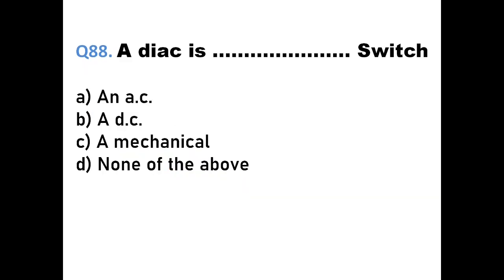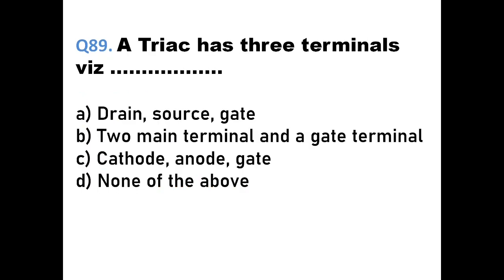Then we'll go to question number 88. A DIAC is dash switch, whether it is an AC switch or DC switch or mechanical switch or none of the above. So obviously it is an AC switch because it is a bidirectional device. It can work for positive input also and negative input also, alternating quantity. So a DIAC is an AC switch. So the answer should be A, an AC switch.